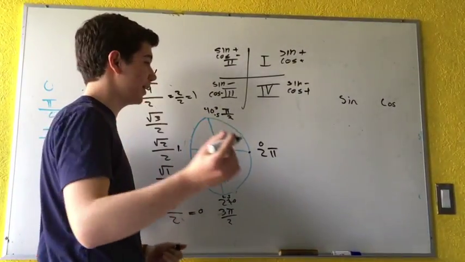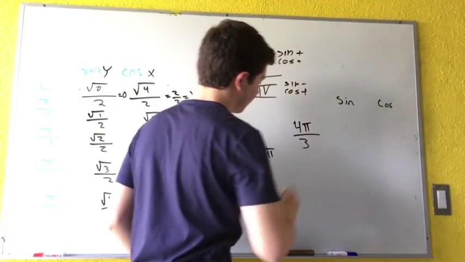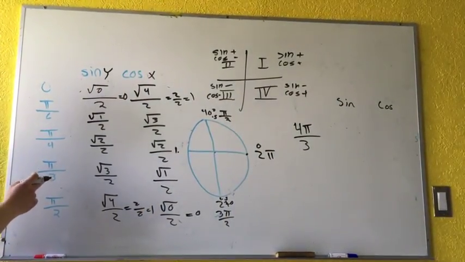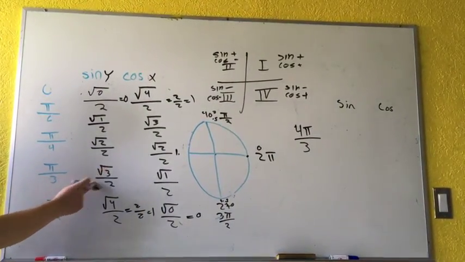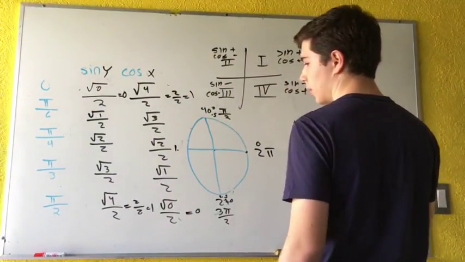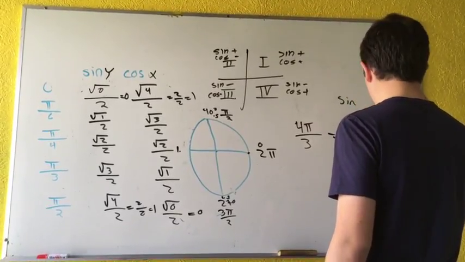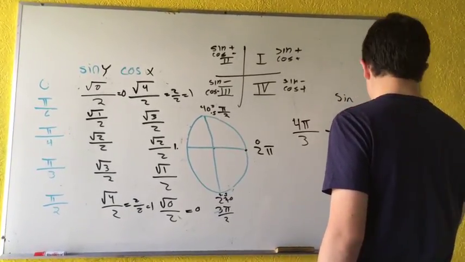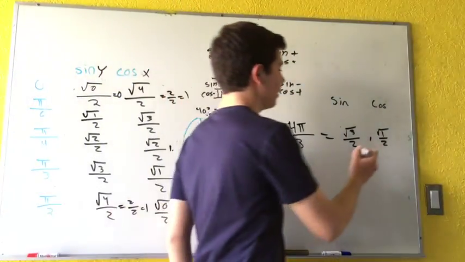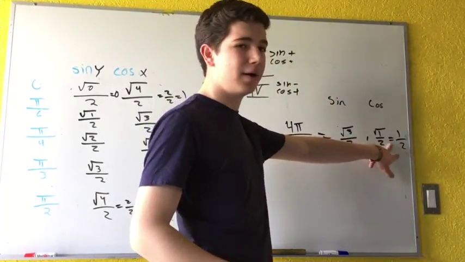So I'm going to do another example. In this case, 4 pi over 3. So we look for the reference number in the table, and here we have pi over 3. Sine is square root of 3 above 2, and the square root of 1 above 2. But in this case, the square root of 1 is 1, so this is equal to 1.5.